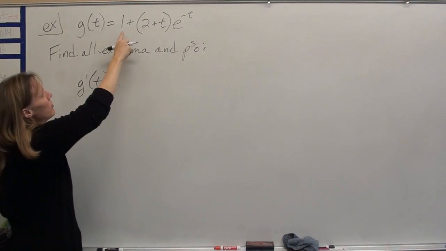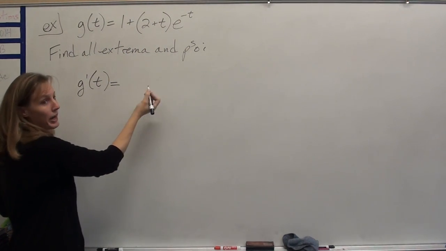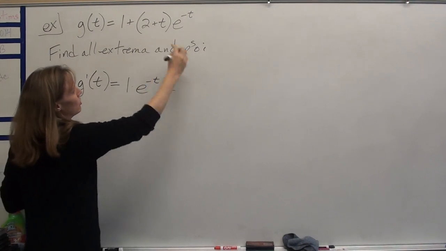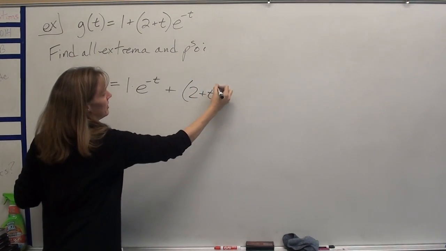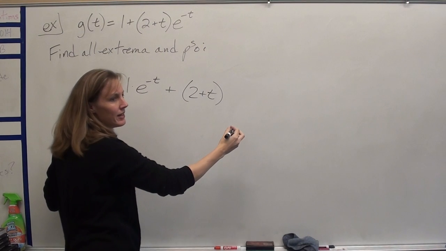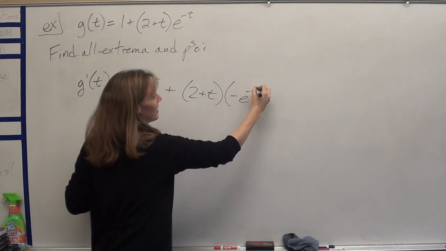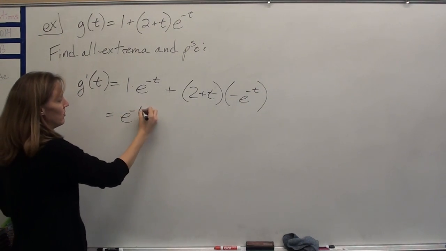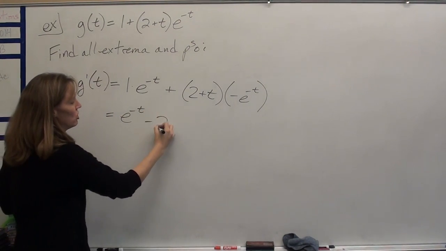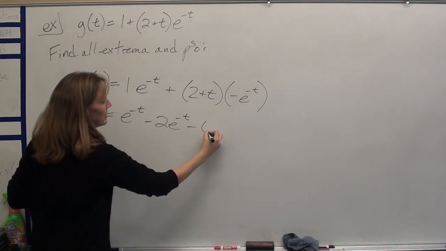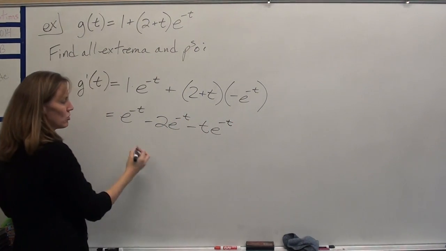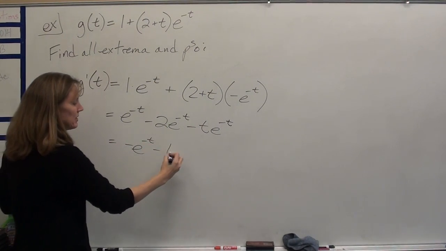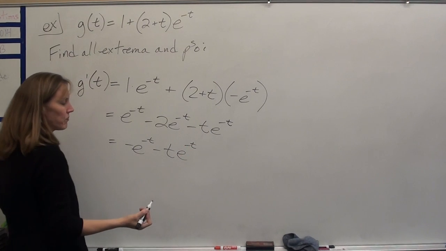Alright, so anyway, derivative of 1 is 0, derivative of 2 plus t is 1, right? Times e to the negative t, plus 2 plus t times, what's the derivative of e to the negative t? Negative e to the negative t. Alright, so we combine like terms. Distribute first: minus 2 e to the negative t minus t e to the negative t.